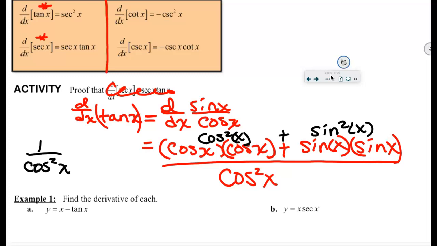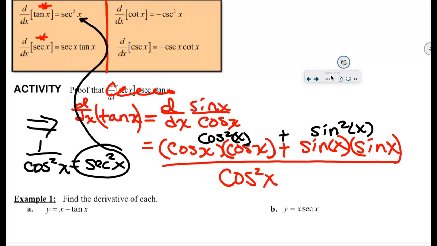And 1 over cosine is secant. And by the way, if you always get those mixed up, it's again still in the same cloud. The S's and the C's go together. Okay? So 1 over cosine is secant, 1 over sine is cosecant. So this becomes secant squared x, which now becomes a rule because we use it so much. I don't want to go through this every single time. Agreed?